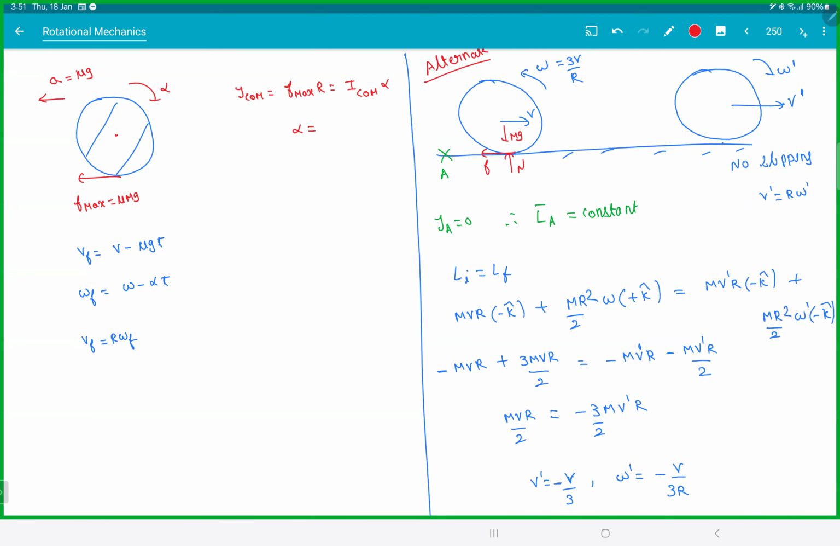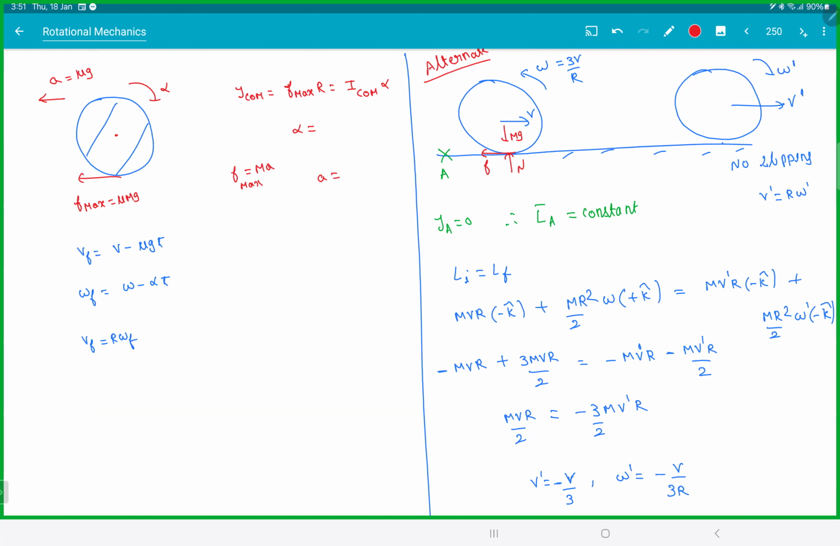You just need to find the initial and final angular momentum and equate them. Here you'll get it. You have to write the force and torque equations here. F is equal to ma. From here you get the alpha value. Then use v is u plus at, omega final, and get it. Both will work.